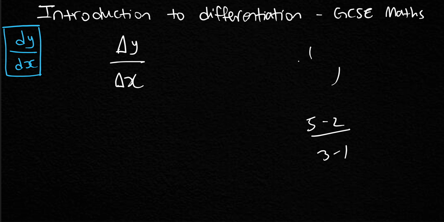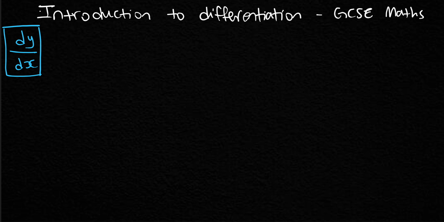dy dx basically just stands for difference in y divided by difference in x. In other words, change in y over change in x. It's basically just finding the gradient of your line. And it's an algebraic way to do that when you have an equation provided.